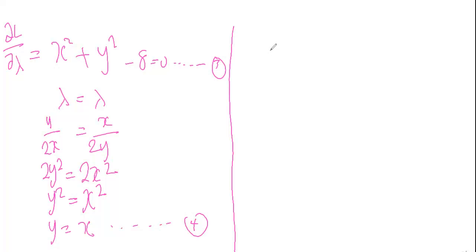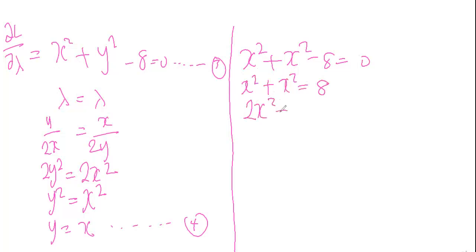So in this case, we're going to substitute the value of y is equal to x into equation 3. So we have x squared plus x squared minus 8, equal to 0. And we have x squared plus x squared equal to 8. So we have what? 2x squared equal to 8, right?